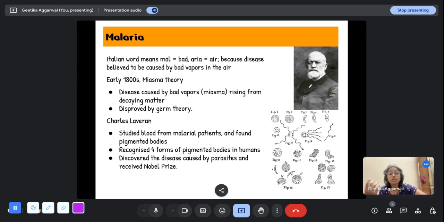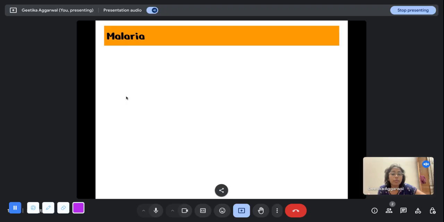So first of all, the first theory was that malaria is being caused by bad air, and this was disproved by germ theory. And then came Charles Laveran, who actually studied the blood and found out that, no, malaria is being caused by these parasites. Then what happened? Then our next step was to figure out where these parasites are coming from, right?